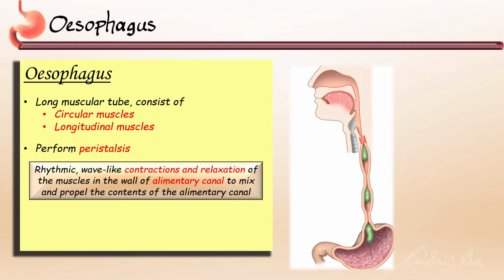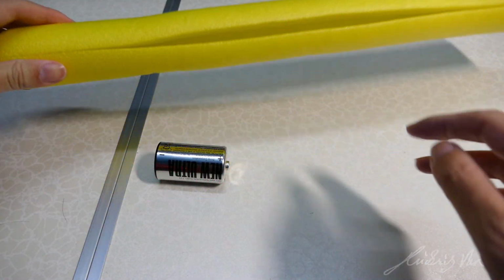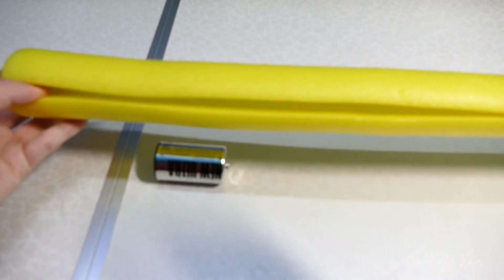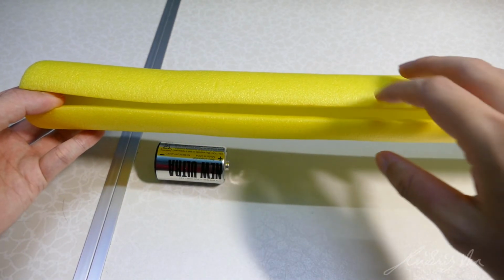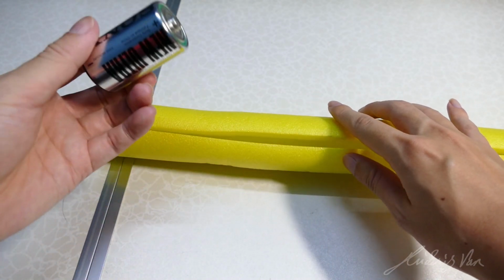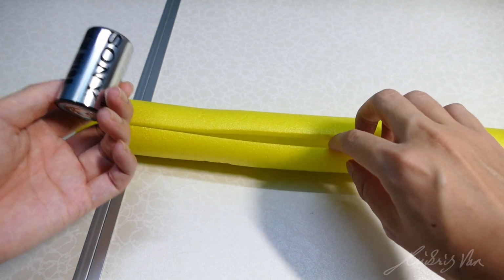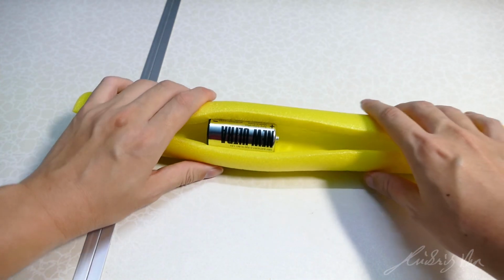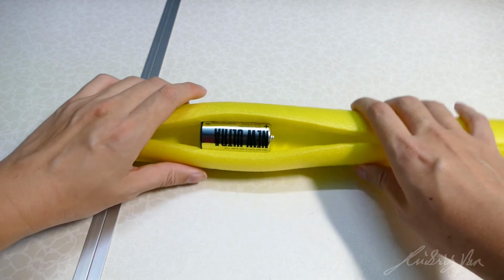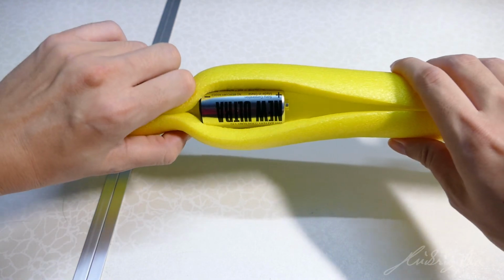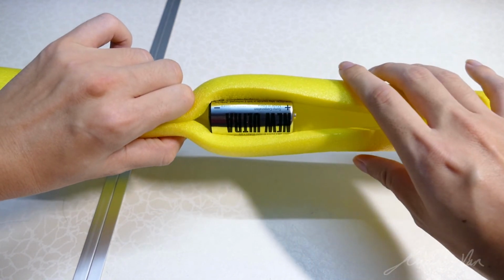And how does peristalsis look like? It looks something like this. So what I have down here is a tube. You can imagine that this is your esophagus or just about any part of your alimentary canal. Then I also have a battery down here which symbolizes your food, because just like food, a battery actually gives you energy. So let us put our food inside our esophagus and see how the contraction and relaxation works. So the esophagus will contract, which will push the battery forward. Contract, push the battery forward, contract, and push the battery forward.